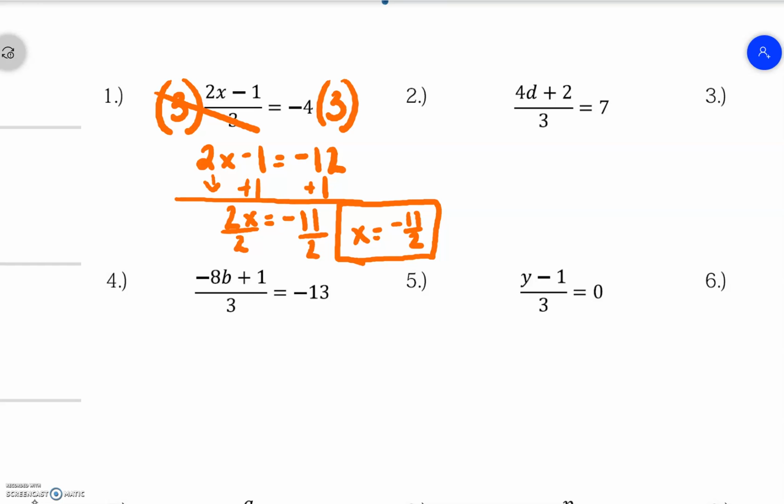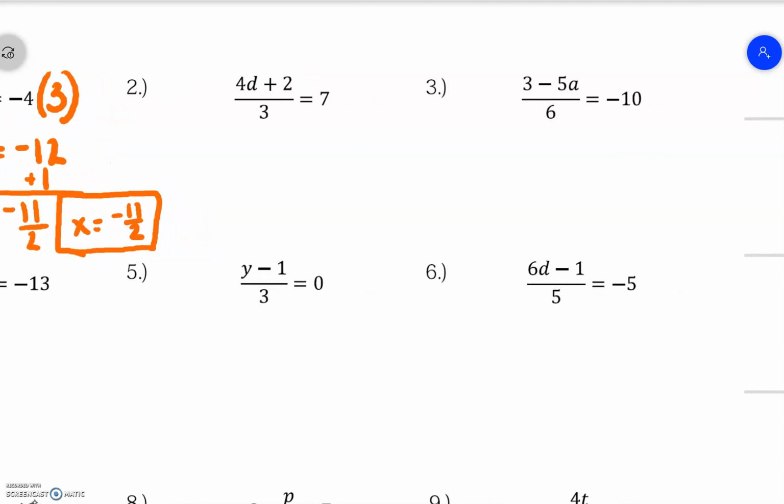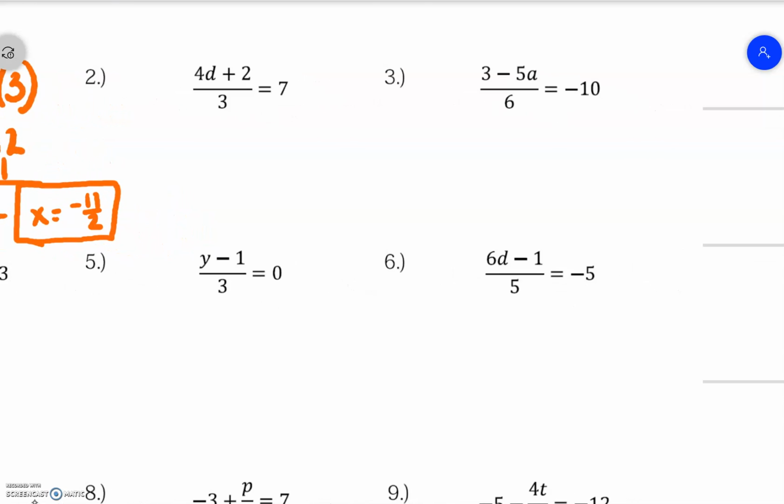All right, let's look at number 3. So again, our ultimate goal is to get our variable by itself. So we want to get a by itself. So we're going to have to undo the multiplication. We're going to have to undo the subtraction. And then we'll have to undo the division. So we're working from the outside in, so we have to take care of the division first, then the addition, subtraction, then the multiplication, division.